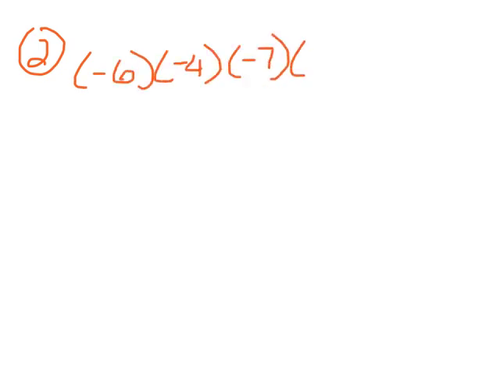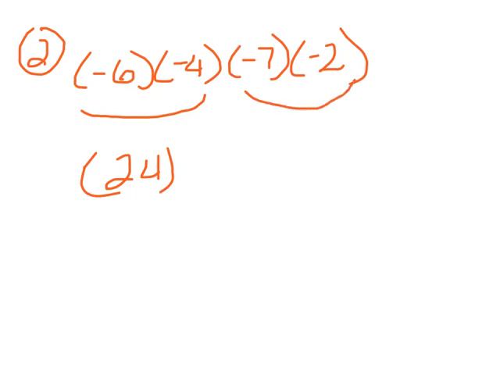That's a good question. Look at number 2. Negative 6 times negative 4 times negative 7 times negative 2. How many negatives are there? 4. So since there's an even number of negatives, my answer is going to be positive, and here's why. These 2 negatives pair up and make a positive. Let's just go ahead and multiply them. Positive 24, right? These 2 negatives pair up and they make a positive 14. So it ends up being a positive times a positive.